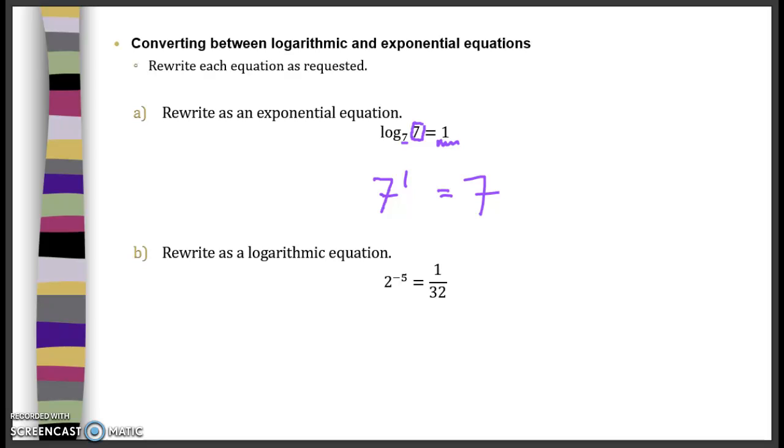Now, to rewrite something as a logarithmic equation, okay, I need to look at my base. So my base is 2. So log base 2. And then I have to say, okay, what is my argument? 1 over 32. That's going to be equal to the exponent. Because again, log is just a way to rewrite this exponential form.